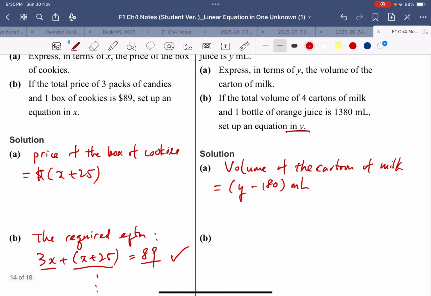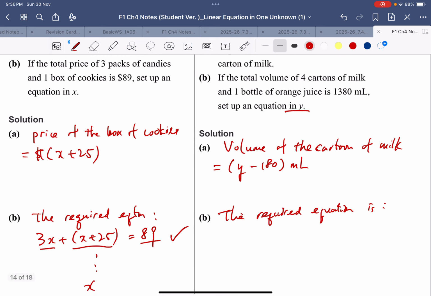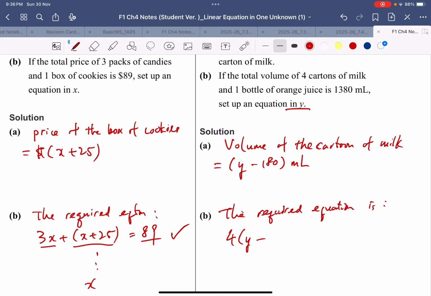Okay, I just write down. The required equation is 4 times this number plus y equals 1380. 4 cartons of milk, 1 bottle of juice. Add them up. 4 cartons of milk, 1 bottle of juice, add up to this amount of juice.